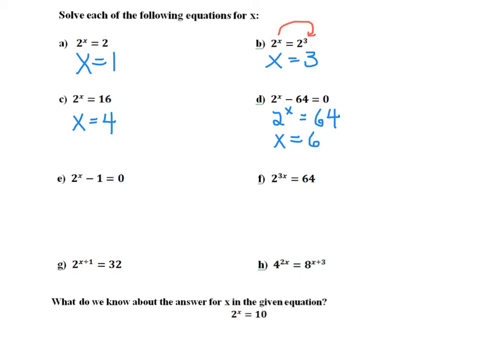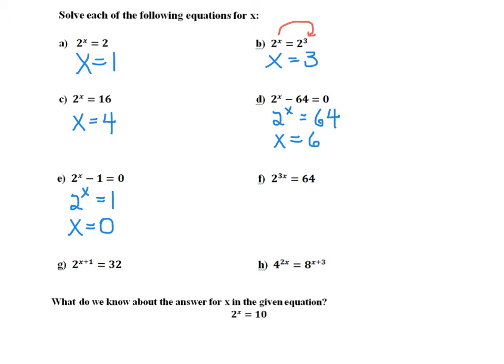For part E, I'm going to do something similar and move the 1 over to the right side of the equation. So 2 to the x is equal to positive 1. Now think about it for a minute: what does your exponent have to be in order for 2 to that power to equal 1? Did you remember that your exponent has to be 0? 2 to the 0 power is equal to 1.